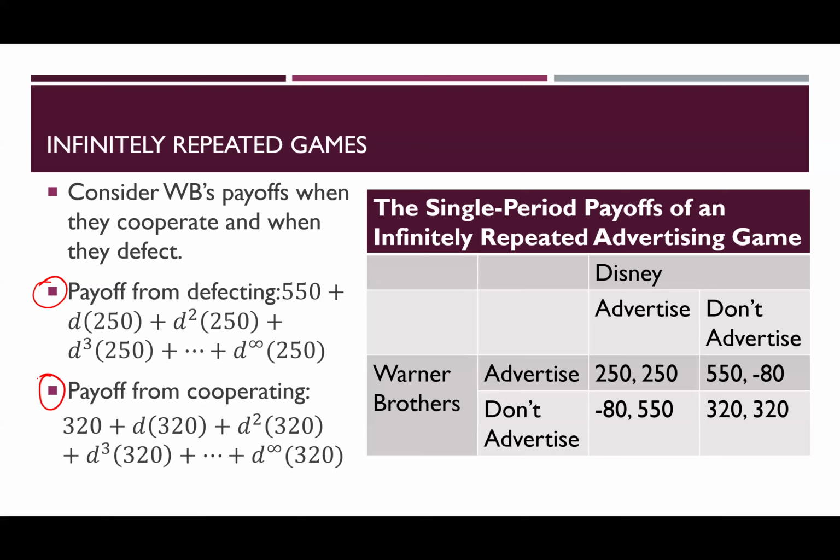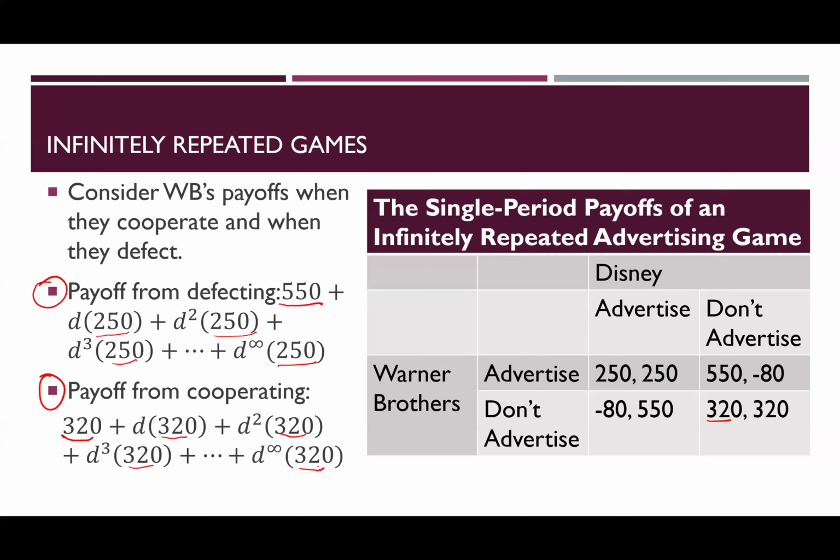So if we focus first on the payoff from defecting, there's that initial 550 that one of the firms would get when their opponent doesn't advertise, but they do. And then from there, they're going to earn the payoff from defecting, the advertising payoff, because the idea is that after they defect, their opponent is also going to start advertising and cooperation can't be regained. For cooperating, we're going to assume that they're staying perpetually in the don't advertise, sell. They get 320 to begin with, and then we want to see how that is discounted in the future.